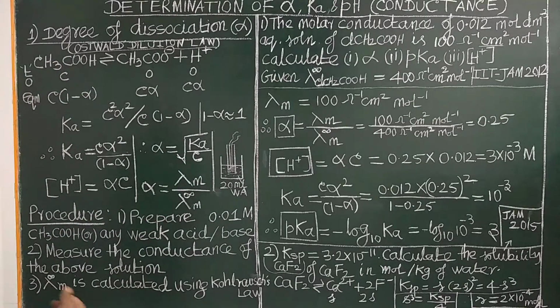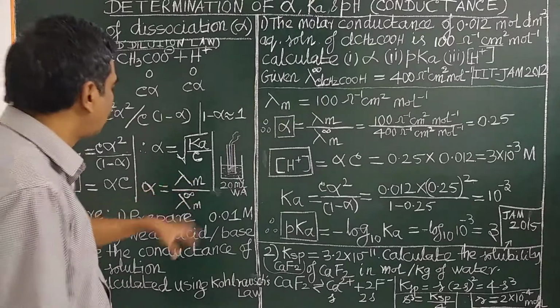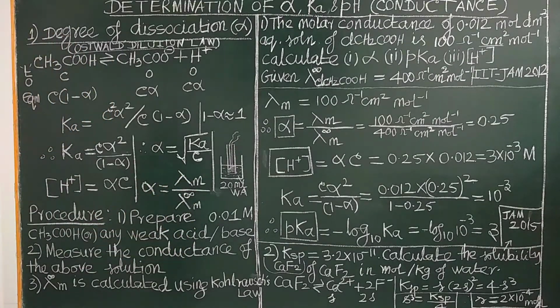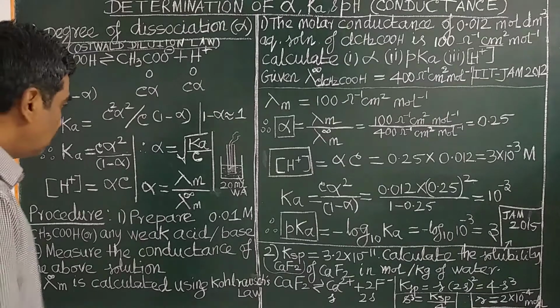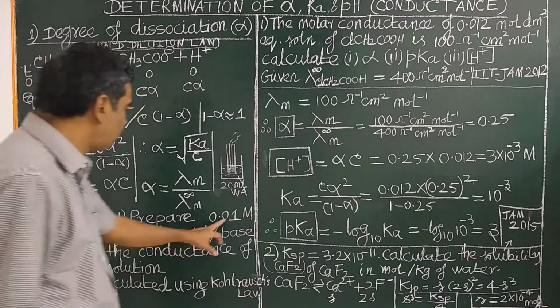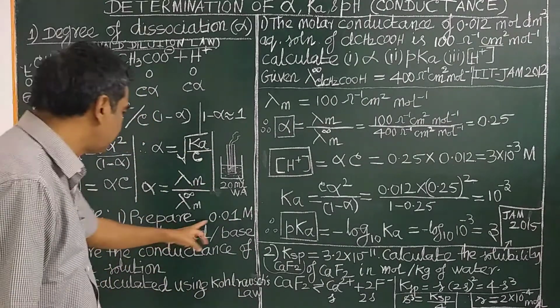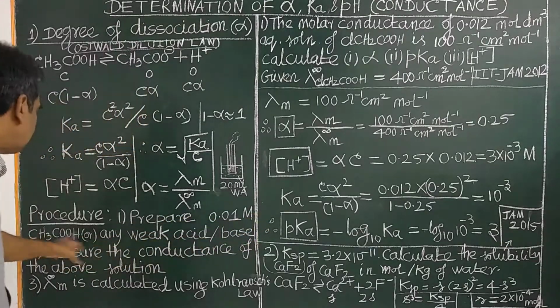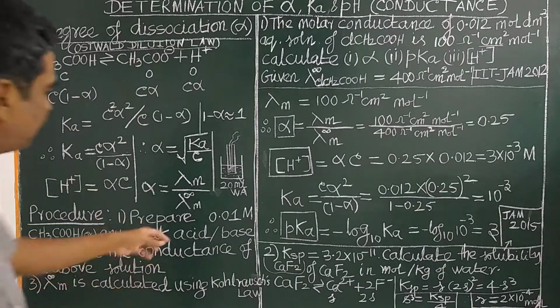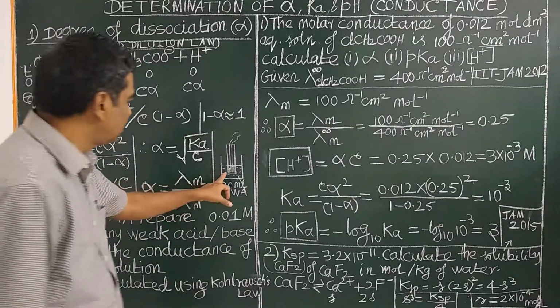Now, from conductance measurements, the value of alpha, the degree of dissociation, can be experimentally found out. What is the procedure? Let us see the method. There are 3 simple steps involved. First, prepare a particular concentration of weak acid or weak base. For example, prepare 0.01 molar acetic acid or any weak acid, or a weak base of 0.02 or any concentration. Take the solution in the beaker.